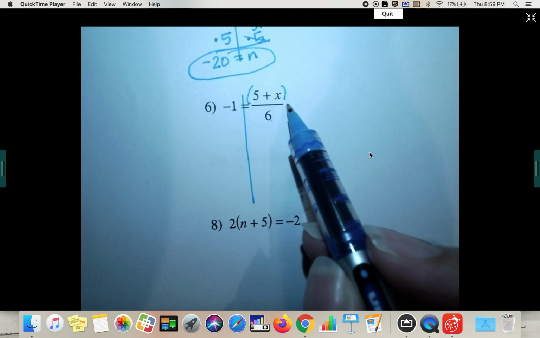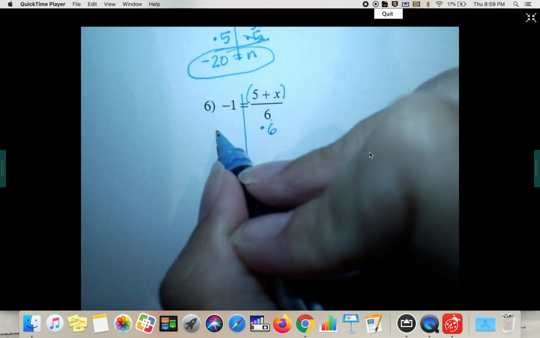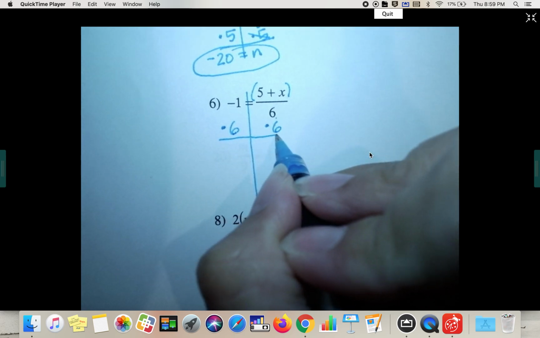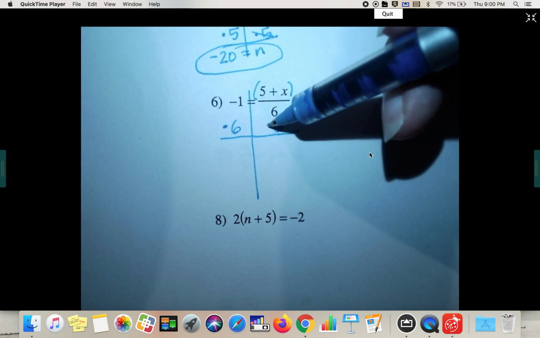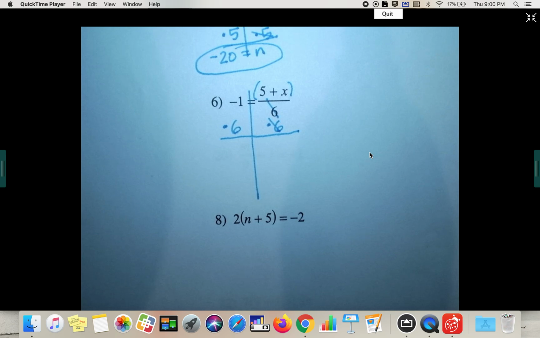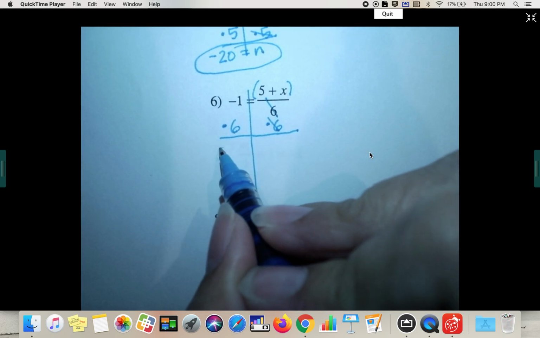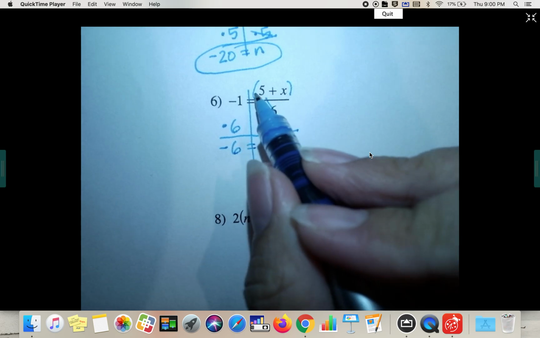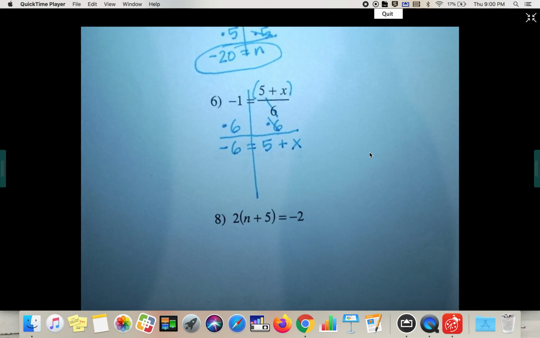So if it's the opposite of divided by 6, you are going to multiply by 6 on both sides. You might notice I've been using a dot for multiply. That's what I do most of the time. So divided by 6, multiplied by 6 are opposites, so they cancel each other out and go away. On the left, -1 times 6 is -6. And on the right, we're just going to bring down our whole 5 plus x.